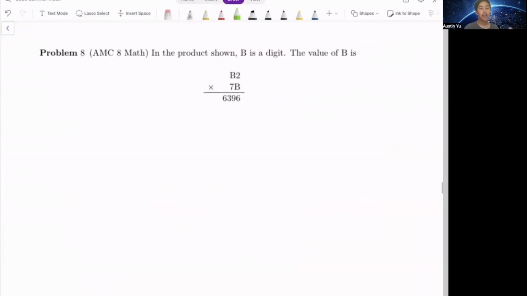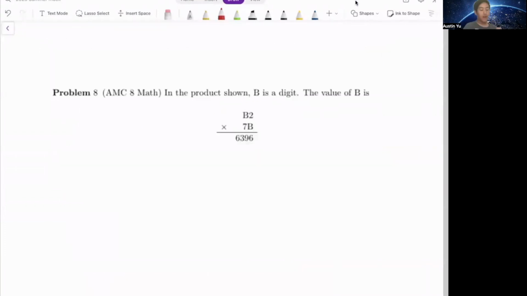Problem 8. In the product shown, B is a digit. The value of B is... First, let's look at the rightmost side. 2 times B equals 6 or 16. So knowing this, B has to be either 3 or 8 because 2 times 3 equals 6 and 2 times 8 equals 16 with a carryover. Therefore, let's try 3 first. If B is 3, then it's 32 times 73 equals 6,396.